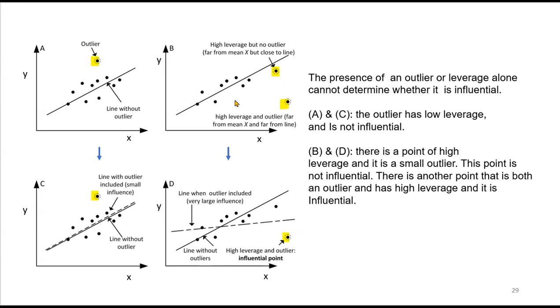Plots B and D. This is a case where we now consider a point of high leverage. A point of high leverage is a point which is far from the other points in the X direction. Here, the main mass of X's are in this interval, which I'm going to highlight in blue. They fall onto this interval, and we've got one way out here and another way out here. So these 2 points I would call points of high leverage.